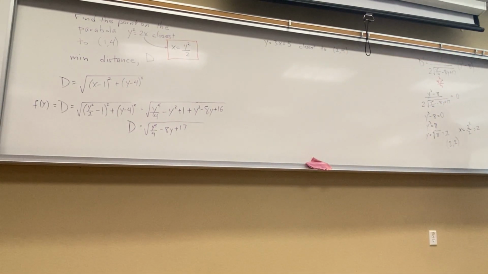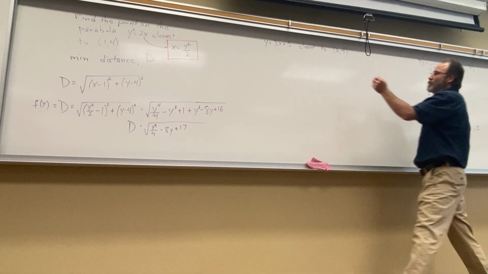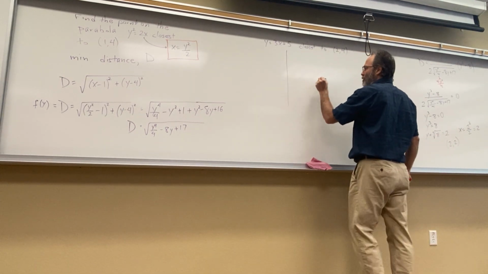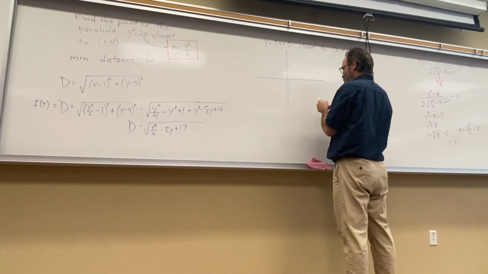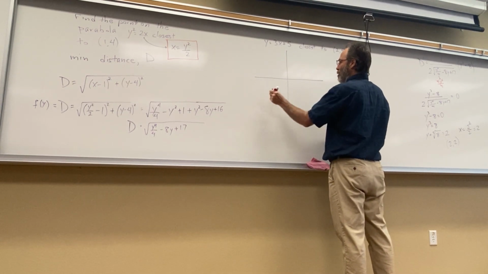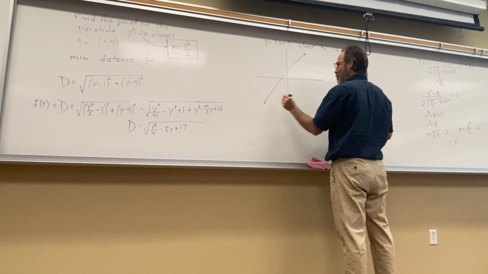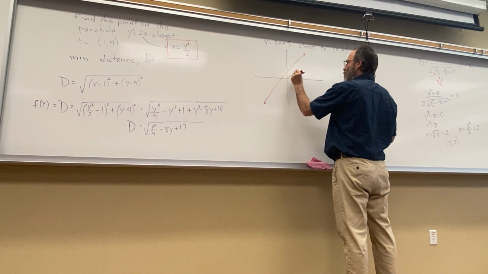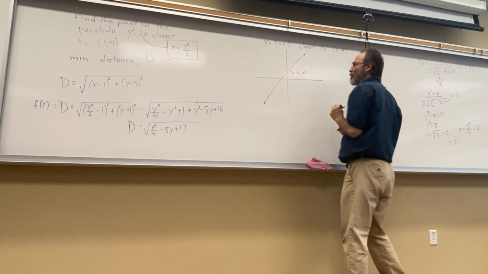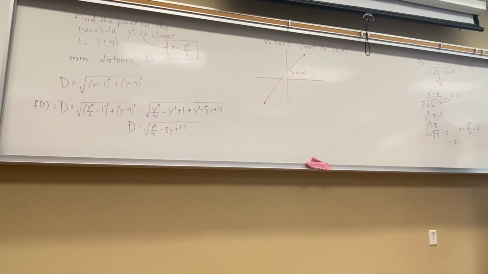Okay, so we have the line y equals 3x plus 5, and we want to find the point on the line closest to (2, 4). So we're going to be looking at something like this.